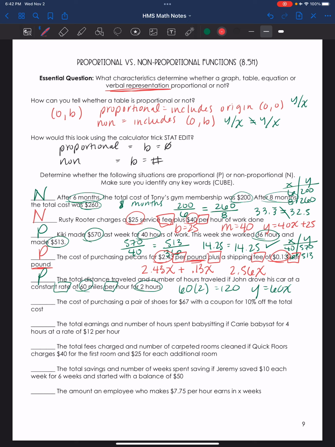Next, the cost of purchasing a pair of shoes for $67 with a coupon for 10% off the total cost. So this would be $67 for a pair of shoes, right? Minus 0.1 times the cost. So I do have a multiplicative and an additive, which means this would be not proportional because I start at $67. That's how much I start at. And then I'm taking 10% off.